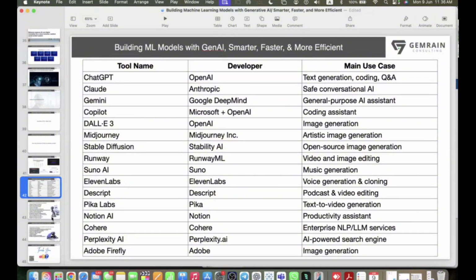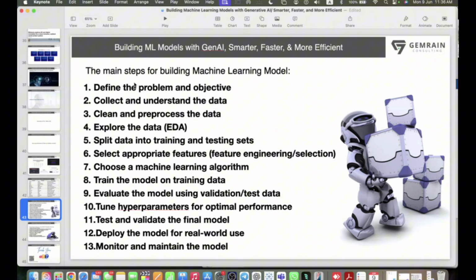Okay, nice. So the main steps for building a machine learning model. What is the problem and the objective? Collect the data and understand the data. Clean and pre-process the data. Do the exploratory data analysis. Divide the data into training and testing for evaluation. Select the right features. Choose the machine learning algorithm. Train the model. Evaluate the model. Tune the model for better accuracy. Test and validate. Deploy, monitor, and maintain.